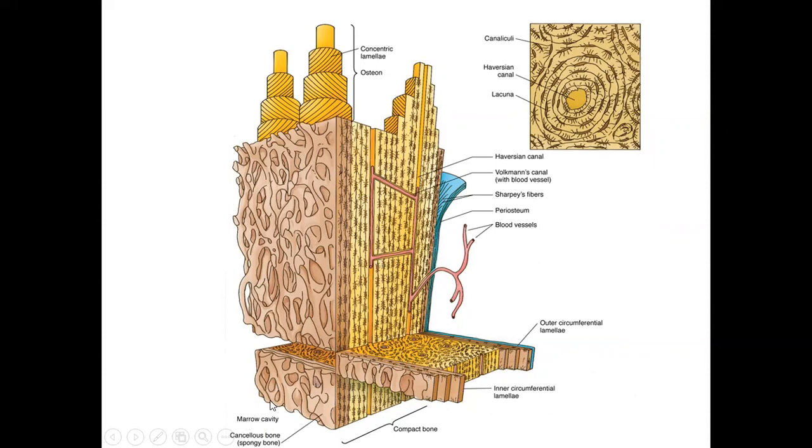The other thing that you can see here is the internal part of the bone. We have the marrow cavity, and this is the spongy bone, the cancellous bone. The whole yellow part here represents the compact bone.